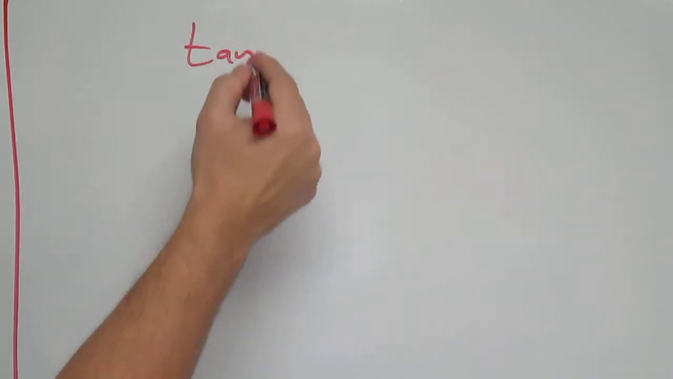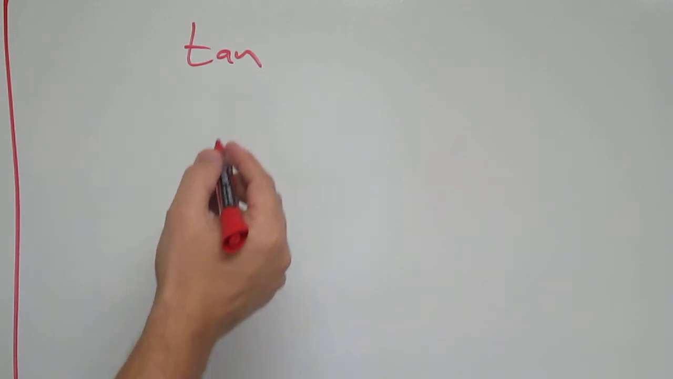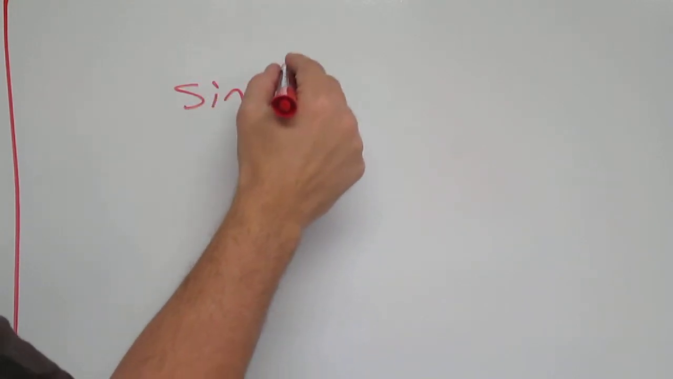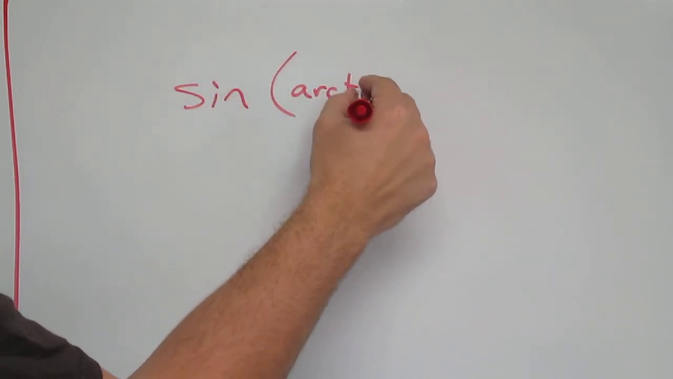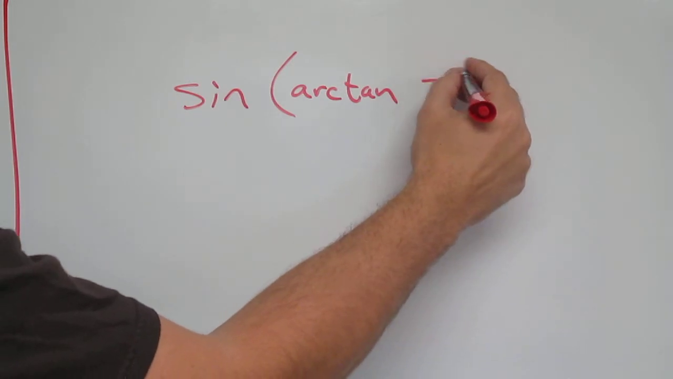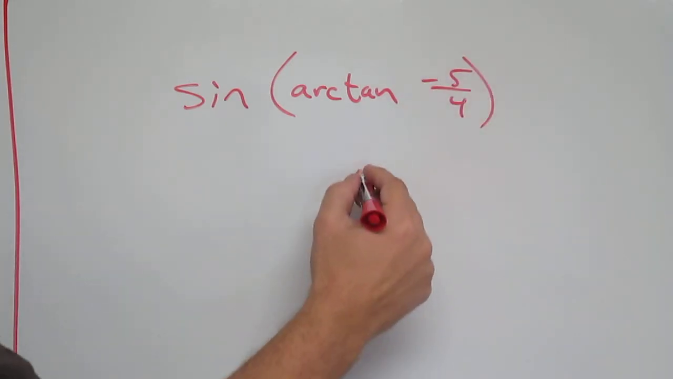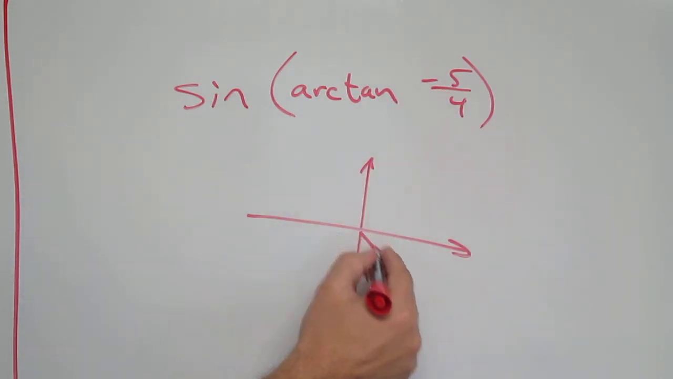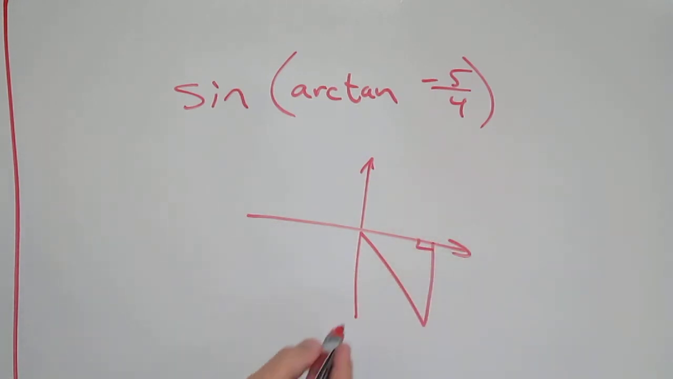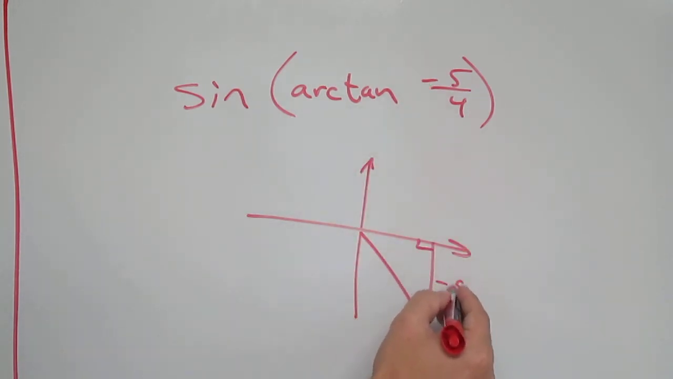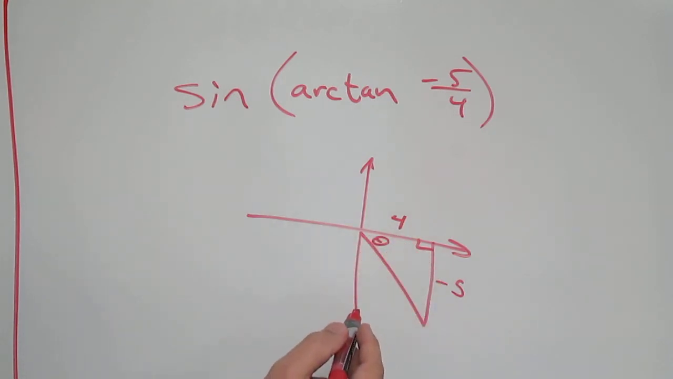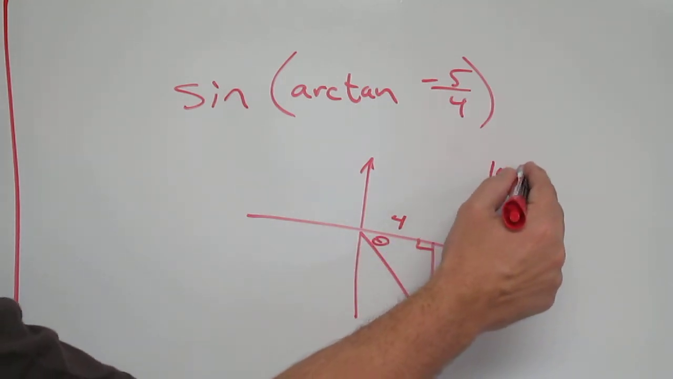So if I said the tan, actually I'll do it with tangent and, let's say the sine of the arctan of negative 5 over 4. So remember we've said if it's negative, I'm going to set it up in the fourth quadrant, where this is opposite over adjacent. So I have opposite over adjacent, and if I did Pythagorean theorem, I have 16 plus 25.